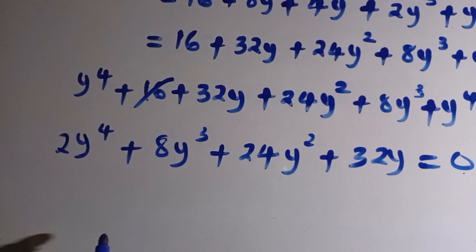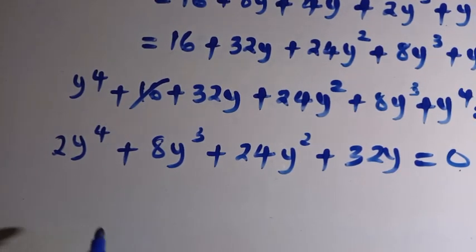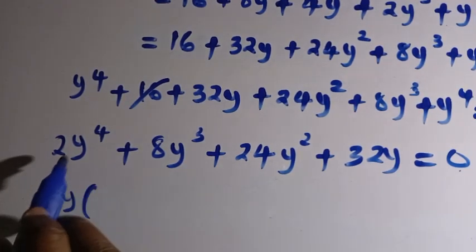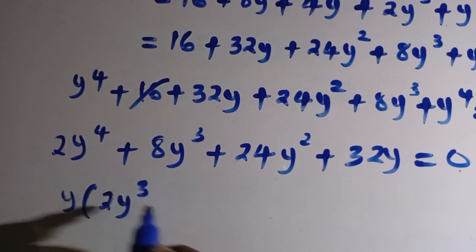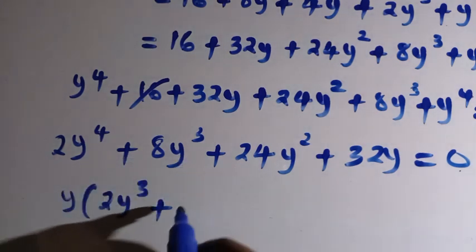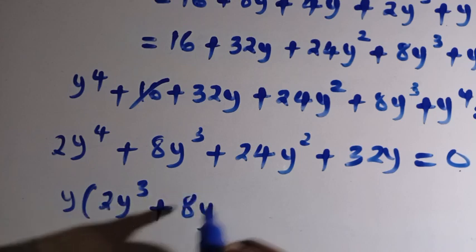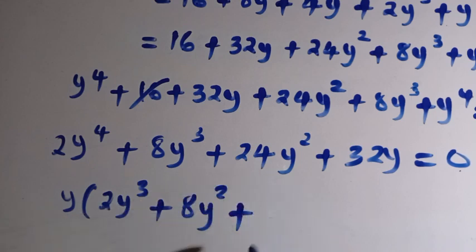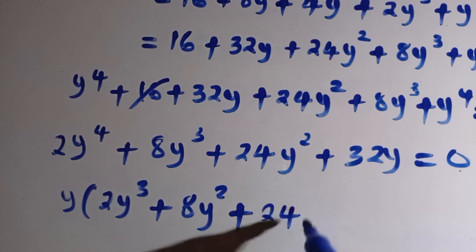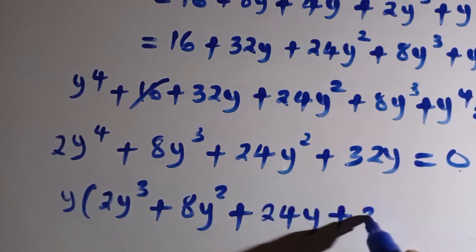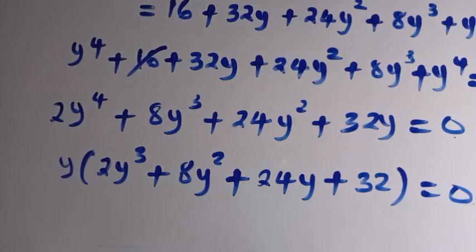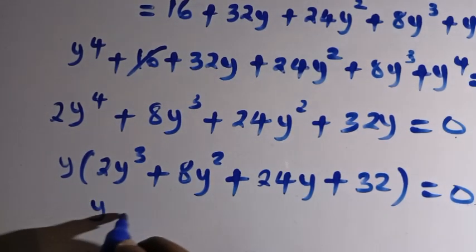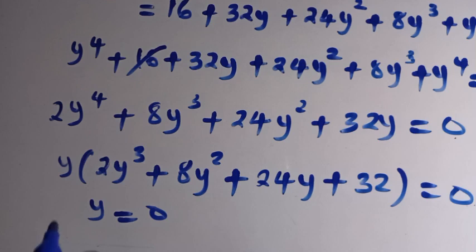By taking out y from here, we have y into bracket of 2y^3 plus 8y^2 plus 24y plus 32 equals 0. So we are going to let these two sides equal to 0. We let y equals 0. If we let y equals 0, we consider this as the first solution for the value of y.